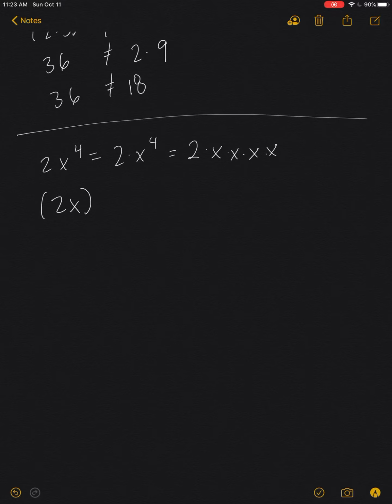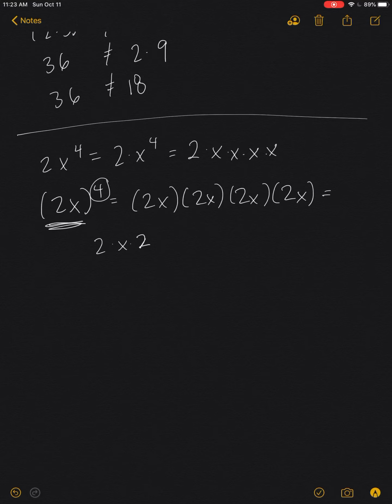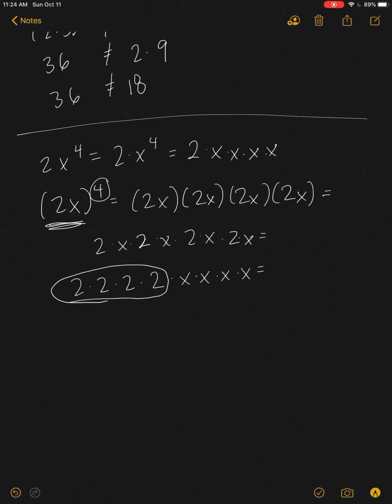Maybe you've got (2x) to the 4th. This is different, because we've got this in parentheses to the 4th power. So that means it's 2x times 2x times 2x times 2x. I'm going to write this in a million steps. I'm going to take away my parentheses using the associative property. And then again, I'll write it in more steps. I'm going to rearrange it using the commutative property. And then I can multiply this together.